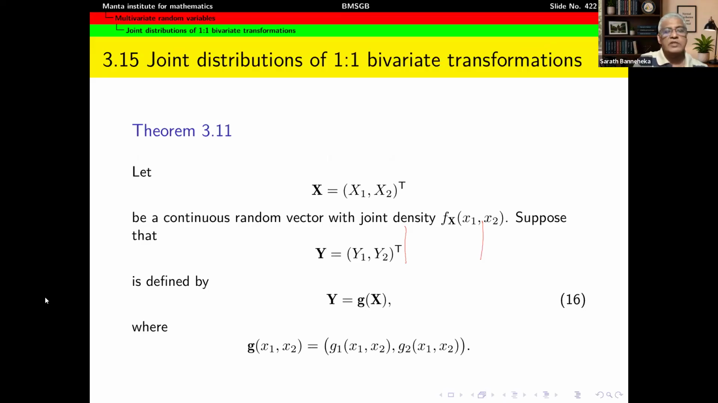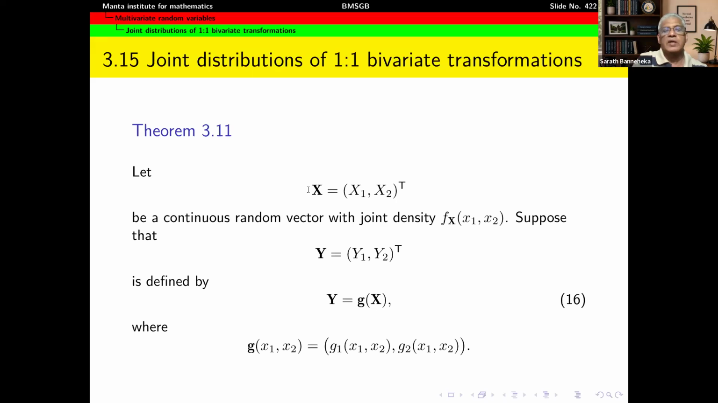Okay, I think that is enough to understand the univariate case. Now we will look at an extension of that to bivariate situation. Right. I'm not going to prove the theorem here, but I will just mention the theorem.